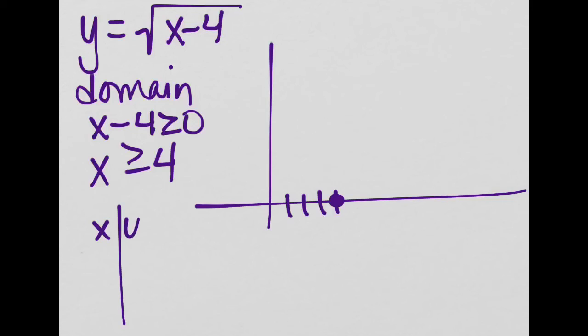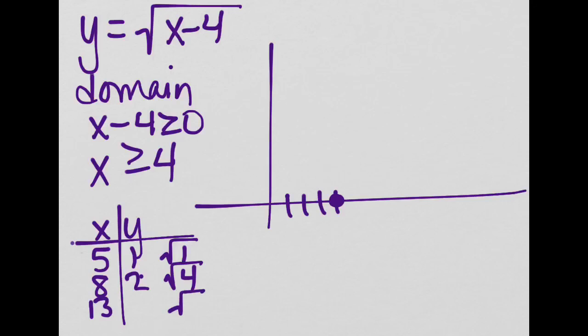So I can create my chart. If I plug 4 in, it's going to be the square root of 0, which is 0. If I put in a 5, then I'll have the square root of 1, which is 1. Again, I want to create something in this radical that is going to be a perfect square. So my next option would be to get 4 within that square root symbol. So if I put in 8 as my x, then I have the square root of 4, which is 2. And I could also do 13, which would give me the square root of 9, which is 3. So I want to create values of x that would give me a perfect square within this radical symbol.